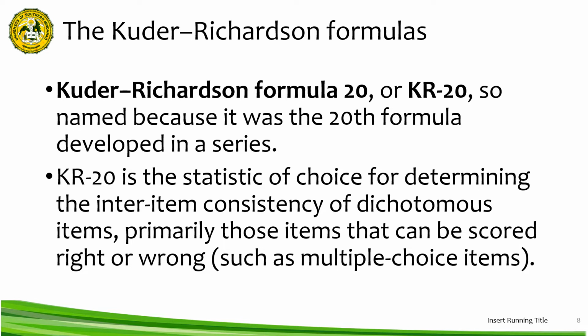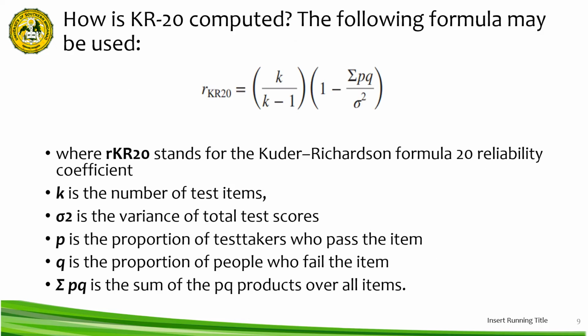So, the Kuder-Richardson formula 20 is often abbreviated as KR20. It is used to measure the internal consistency reliability of a test in which each question only has 2 answers, right or wrong. So how is KR20 computed? The following formula may be used. So this is the formula.